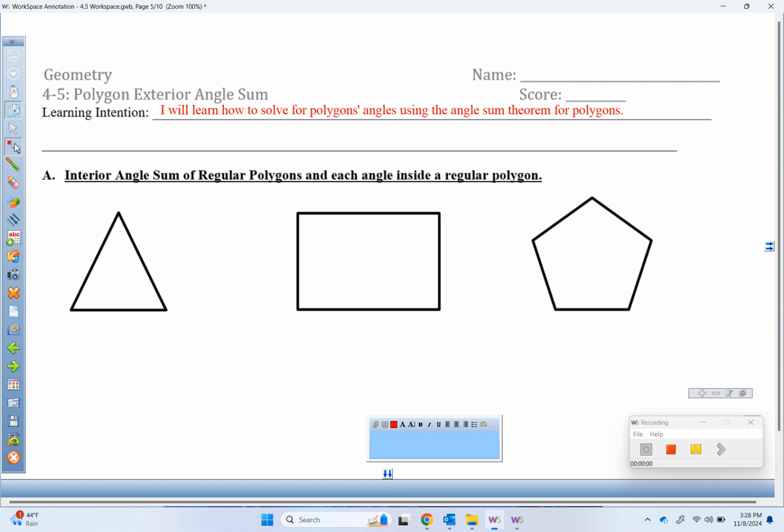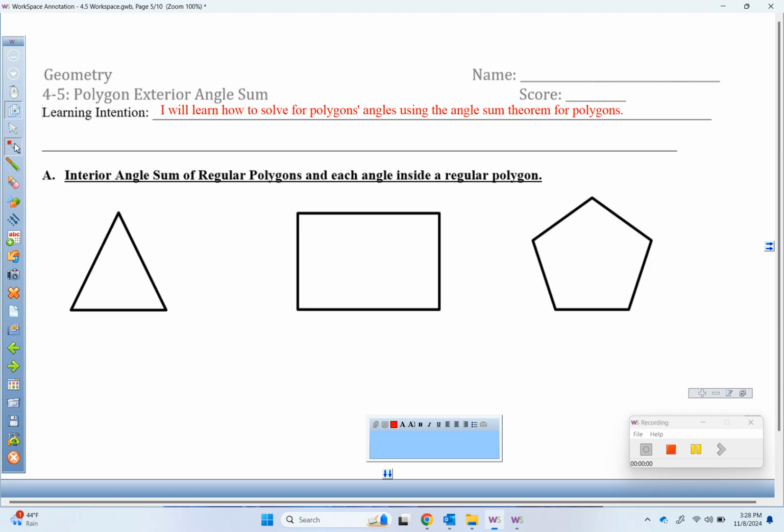Okay, let's take a look at lesson 4-5, polygon exterior angle sum. Today's learning intention is I will learn how to solve for polygon angles using the angle sum theorem for polygons. So last lesson, 4-4, we were focusing on interior angles, and today we're going to be focusing on exterior angles.